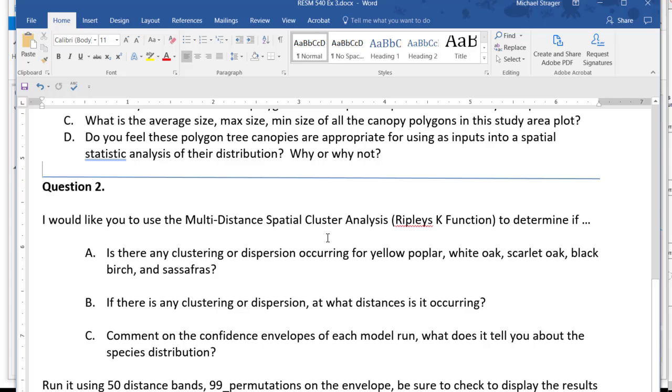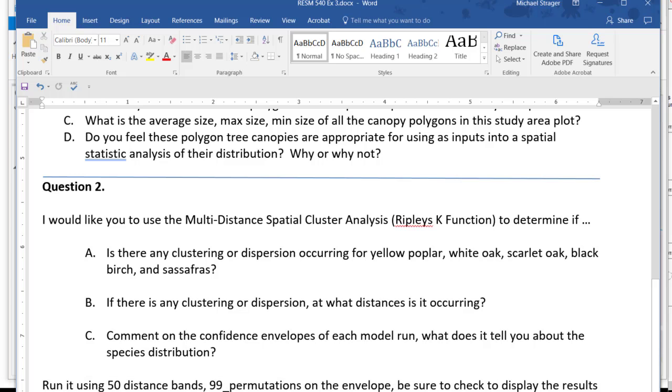And then down here is where we're actually going to be using that Ripley's K function. You're going to look for clustering or dispersion for those particular species. And then you're also going to be looking at the distances in which they're occurring. And so make sure you go down here and run these using the parameters I have set for you right here. 50 distance spans, the permutations, and you're going to be checking those display results graphically.